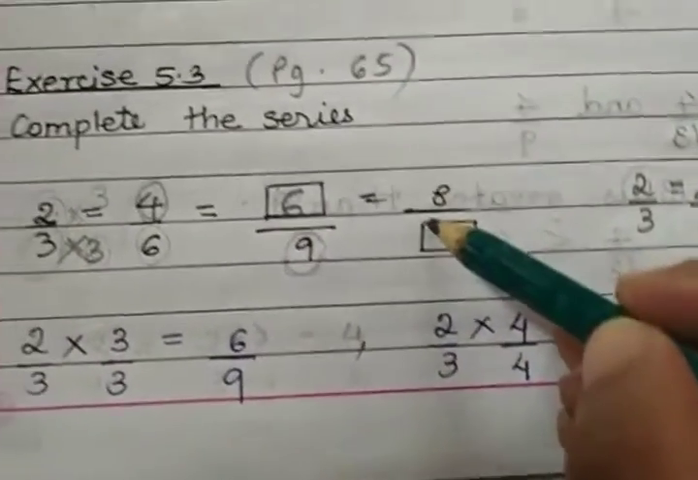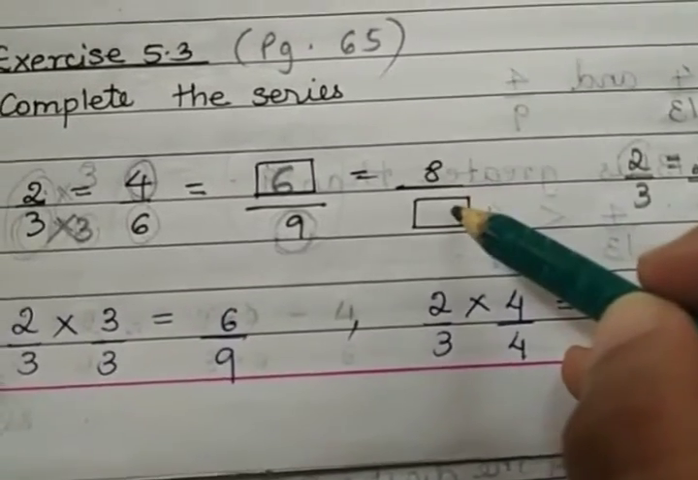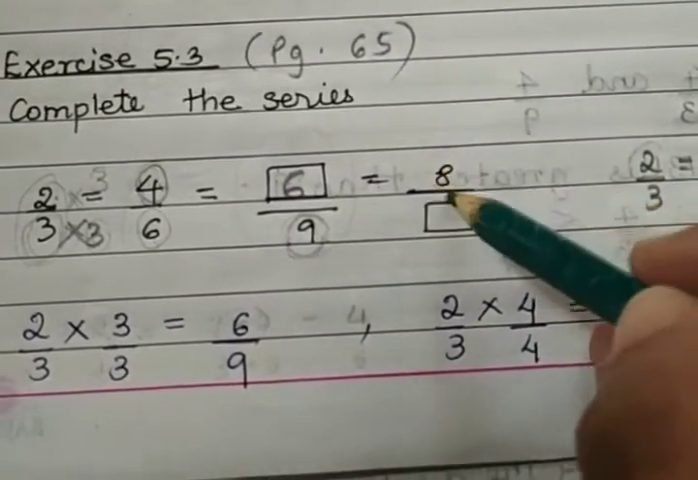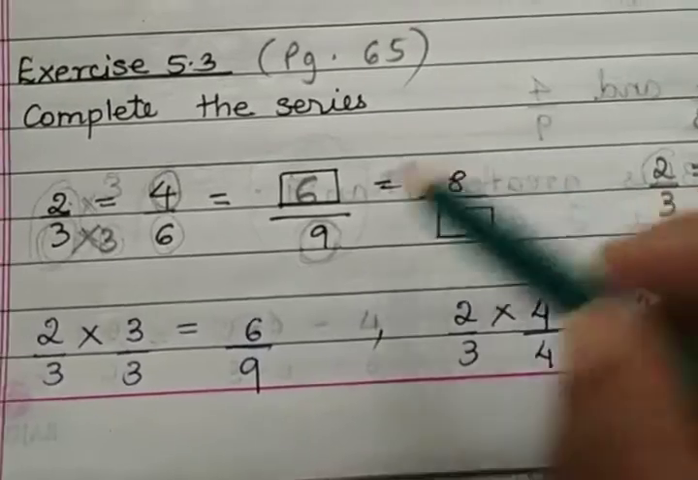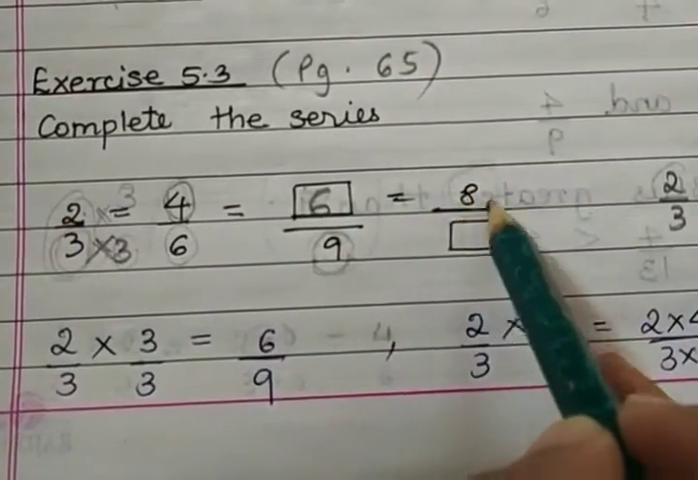Next missing number here, let us see how to find this. In the numerator you have 8, correct? So it is 2 upon 3 and in the numerator it is 8.